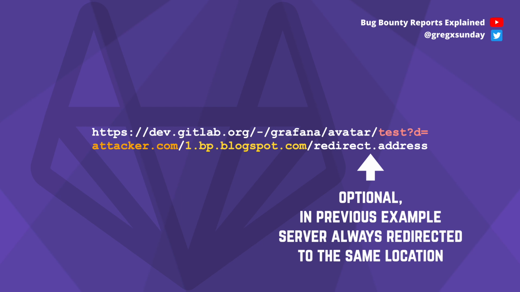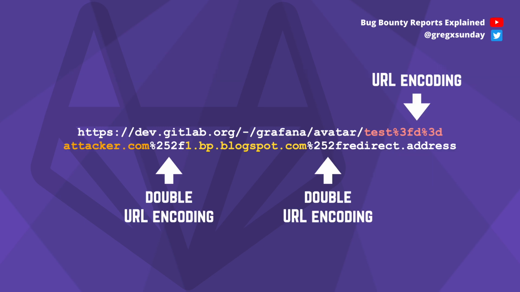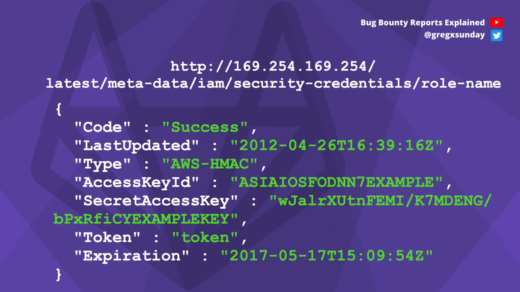However, if we would send it like this, then Grafana would think that only this part is the hash. So we need to remember to URL encode some values, sometimes even more than once. On GitLab, it was exploitable by requesting a standard AWS metadata endpoint, which usually allows to take over the whole server.